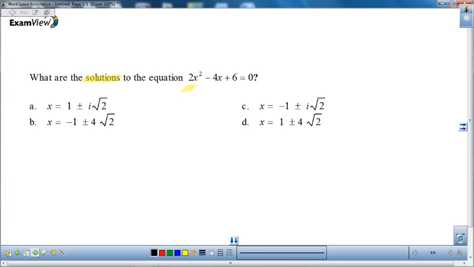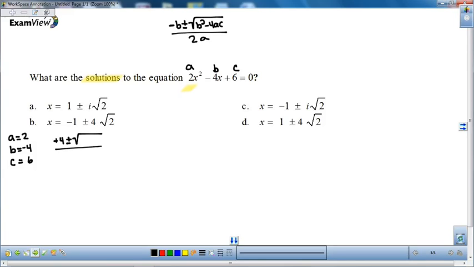So to use the quadratic formula, you've got to remember the formula, which is the opposite of b plus or minus the square root of b squared minus 4ac, all over 2a. So a, b, and c. a is going to be 2, b would be negative 4, and c is 6. So we're going to have the opposite of b. Since b is negative 4, the opposite is positive 4, plus or minus the square root of 2 times a.